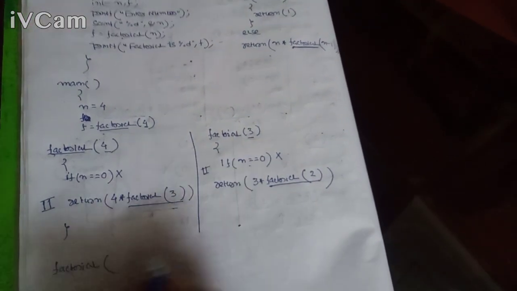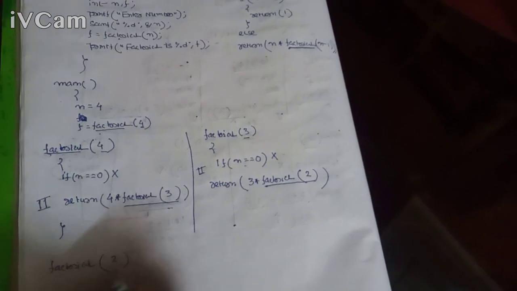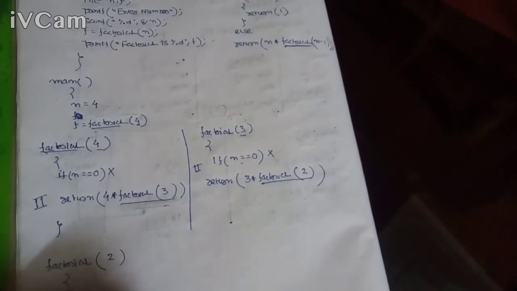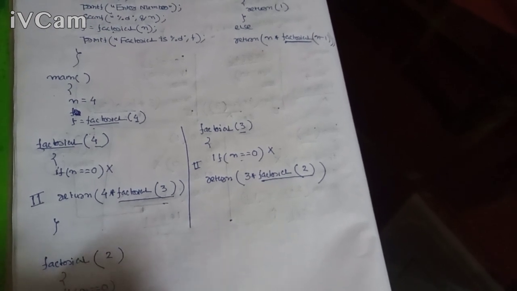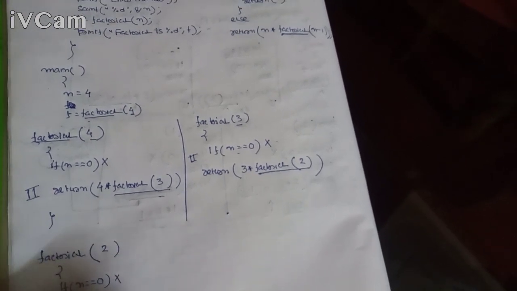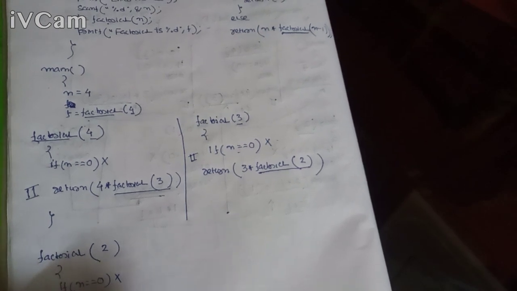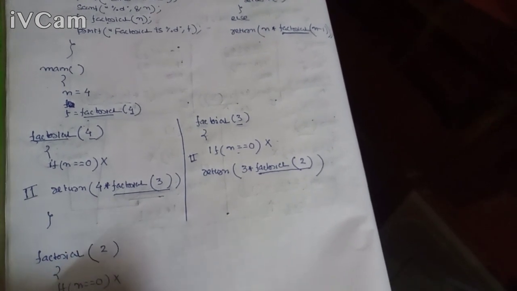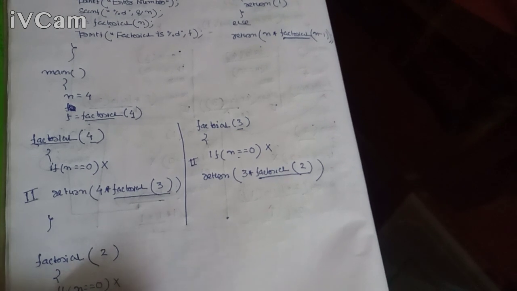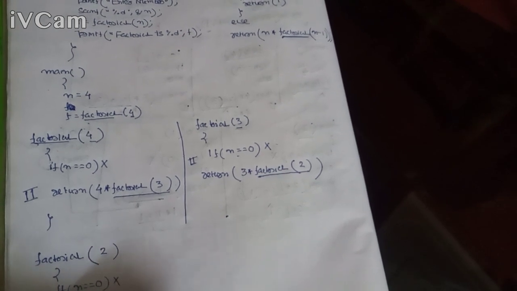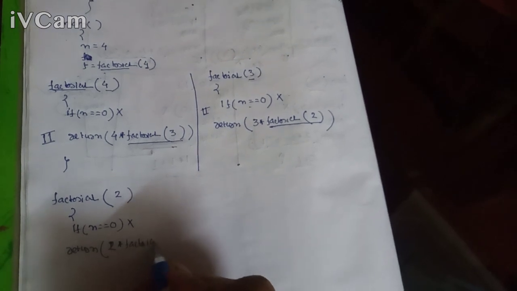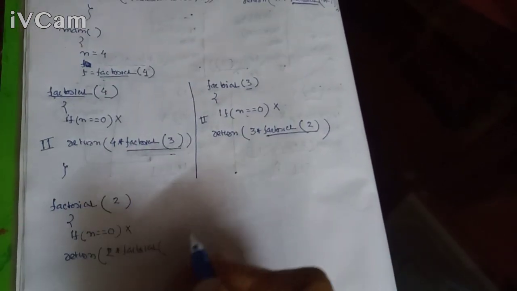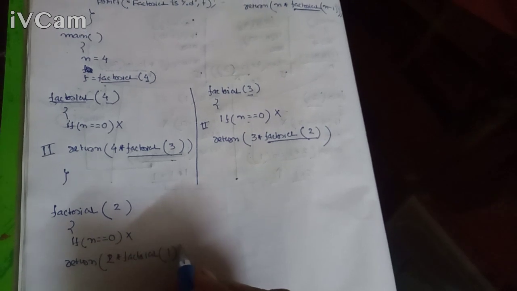So here what is the value of factorial 2? So it checks if n equal to 0. Again the answer is no. So in else part it will return what? It will return n into, that is 2 into factorial 2 minus 1, that is 1.